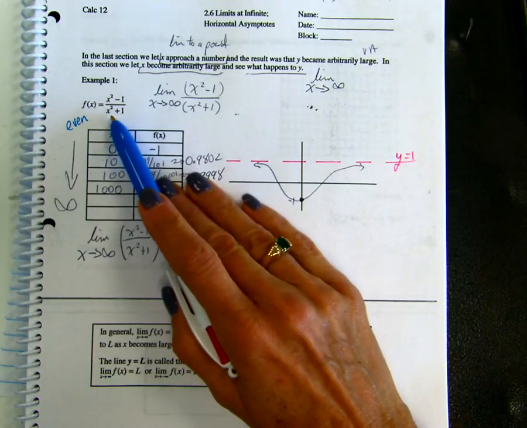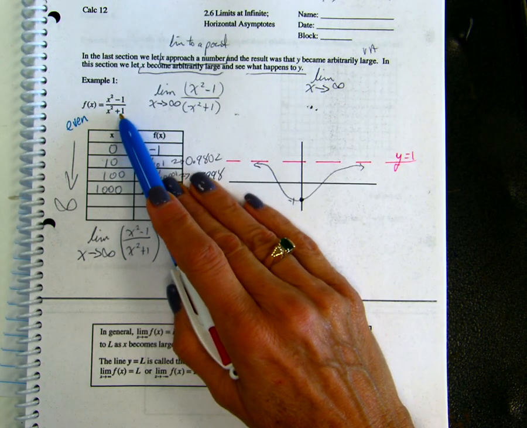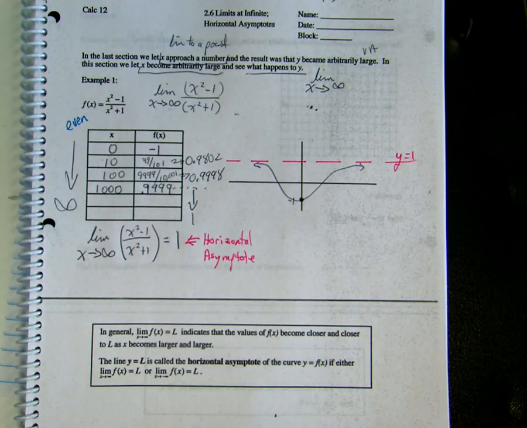Okay, let's talk about this intuitively. Function x squared minus 1 over x squared plus 1.